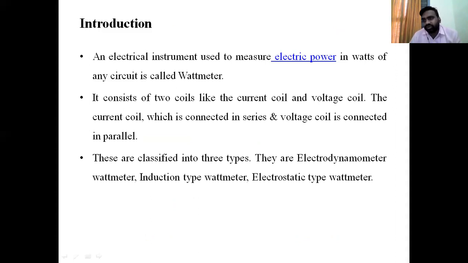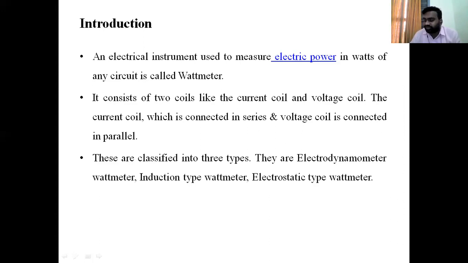We will discuss the working principle. We will discuss the construction. We will discuss the working of this particular construction of the electrodynamometer type wattmeter. And we will discuss errors and the torque equation. Next, in the next class, we will discuss classification.